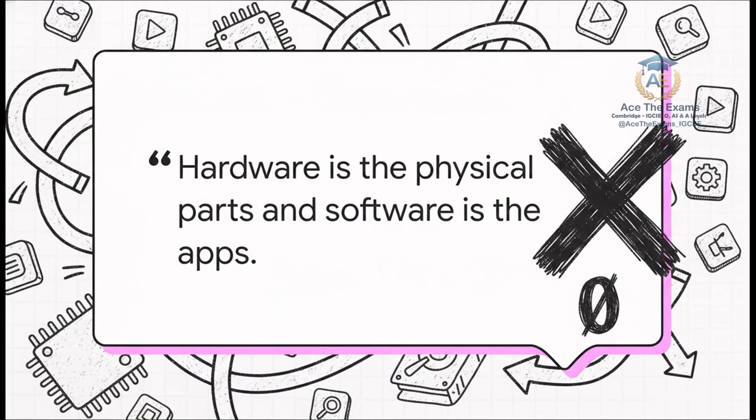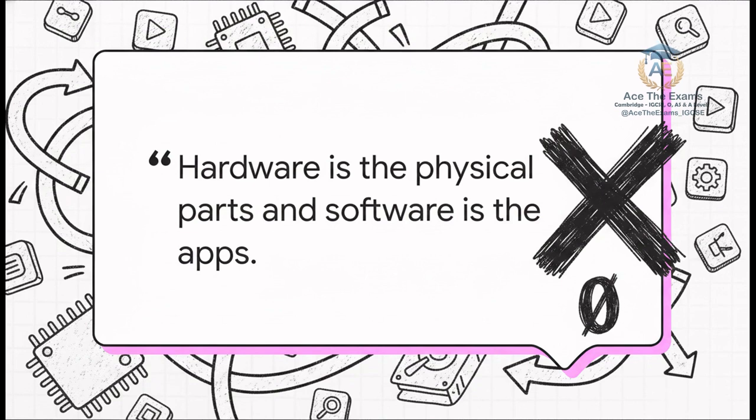Imagine you're asked to define the link between hardware and software. You might be tempted to write something like, hardware is the physical parts and software is the apps. Software tells hardware what to do. I mean, it seems logically correct, right? It totally makes sense in an everyday conversation.